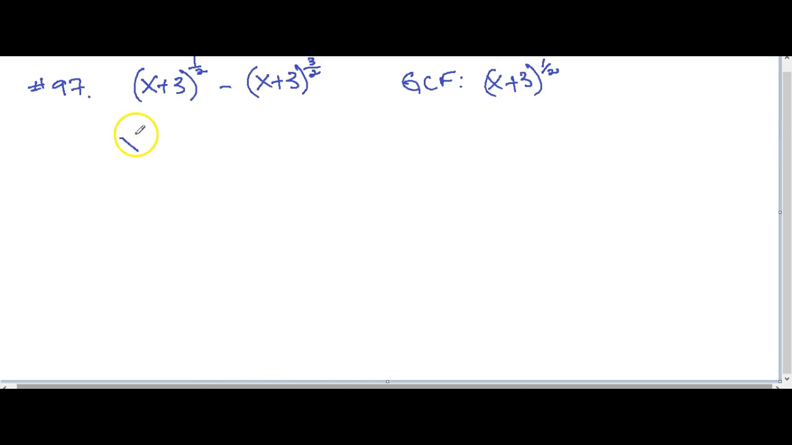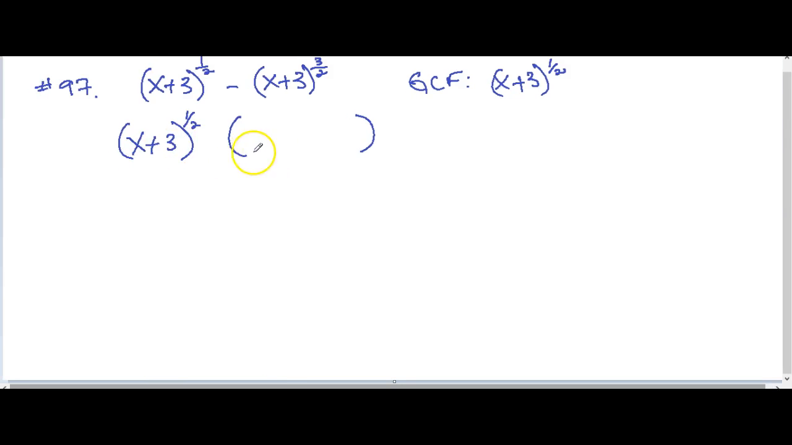The next step is take that out of the expression and then multiply it by everything inside the parentheses so that we get the original expression. So x plus 3 times what gives us x plus 3 with the power of 1/2? So that's going to be 1. So when we multiply that, we should get this, and we do. And then we have to think about what to multiply by here so we get this.